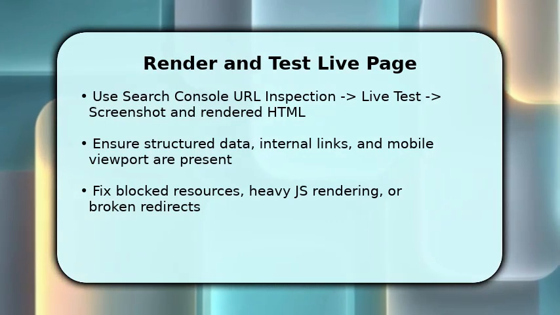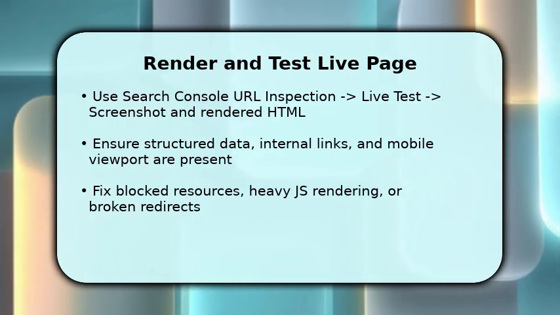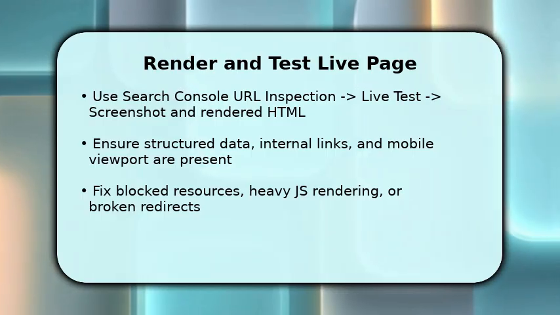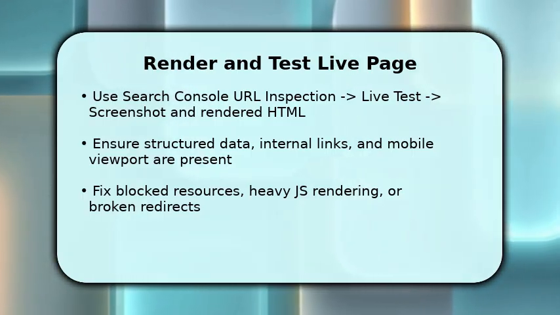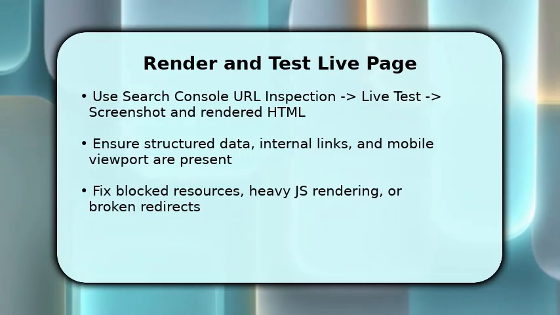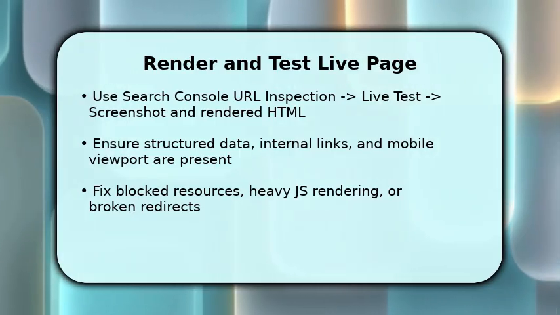Next, render the live page so Google can see what users see. In Search Console, use URL inspection and run the live test to capture rendered HTML and a screenshot. You want to verify structured data, internal linking, and a correct viewport are visible without blocked resources.